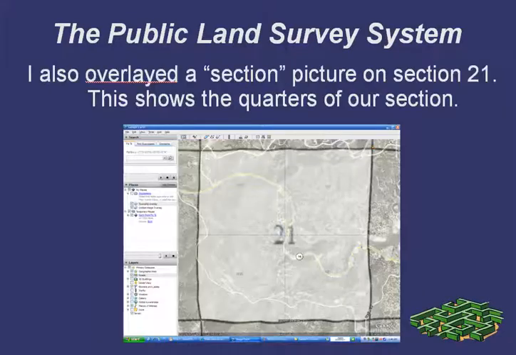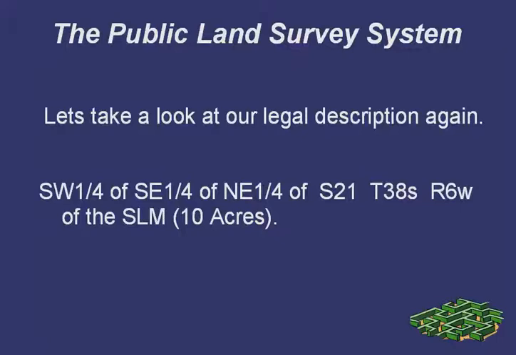So we basically just overlaid a section picture on section 21. So this shows us the quarters of the section. Okay, no big deal. So we have our legal description: southwest quarter of southeast quarter of northeast quarter of section 21, township 38, range 6 west of the SLM.